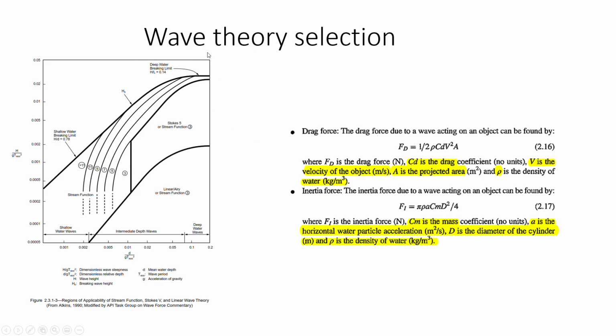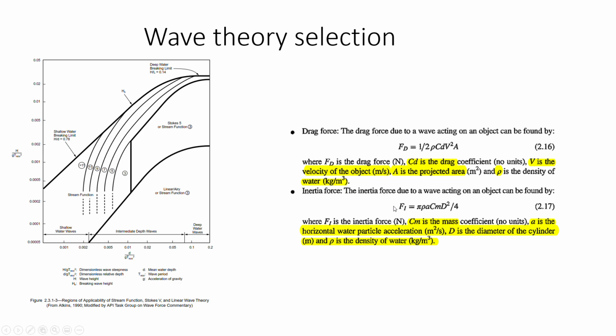And we have to select the wave theory. Whatever wave theory we have to use, you have to calculate H by gT apparent square and d by T apparent square. From here, drop a line from here and drop a line from here, and where it meets, that wave theory you have to consider for your analysis. So this is the API curve. If you go to API, you can find the wave theory selection curve there.